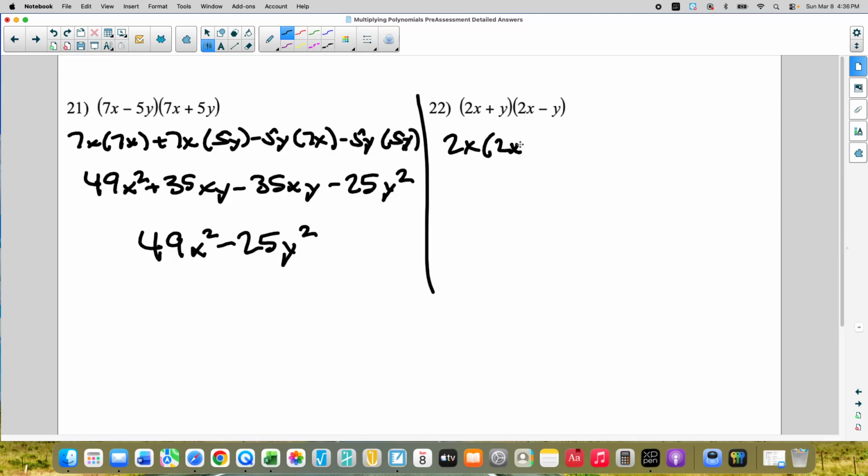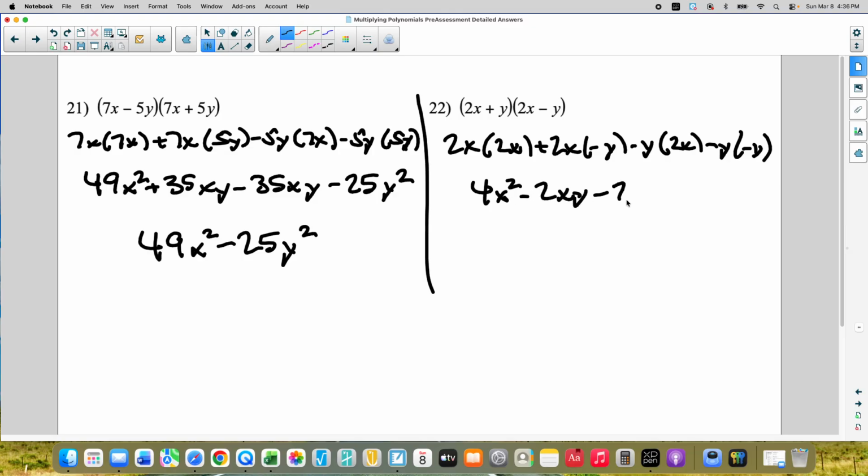2x times 2x plus 2x times negative y minus y times 2x minus y times negative y. 4x squared minus 2xy minus 2xy plus y squared. Alphabetical order when you have multiple variables. Oh, I made a mistake somewhere. Where did I make a mistake?